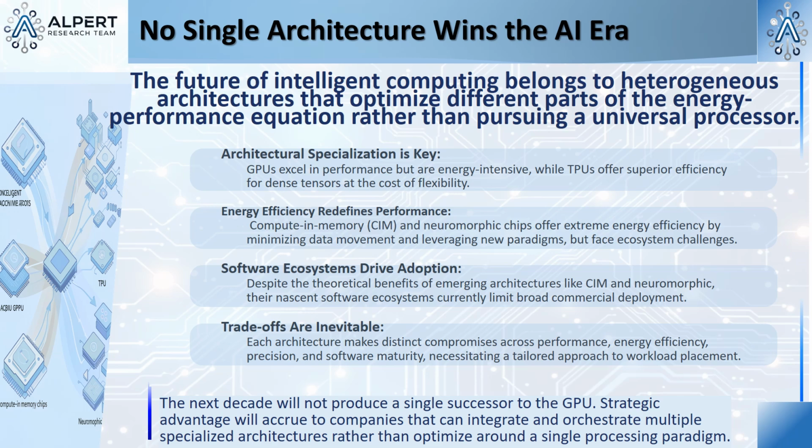Next, TPUs. TPUs are vastly superior for dense tensors. Because their systolic arrays keep the data circulating internally, they dramatically lower the C memory cost compared to GPUs. But they trade off flexibility. You cannot easily use a TPU for anything other than matrix math.